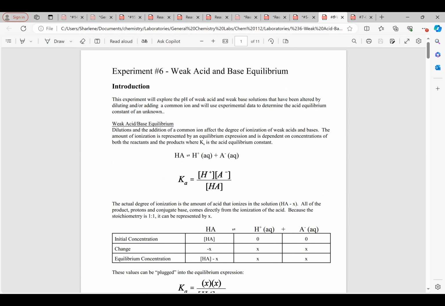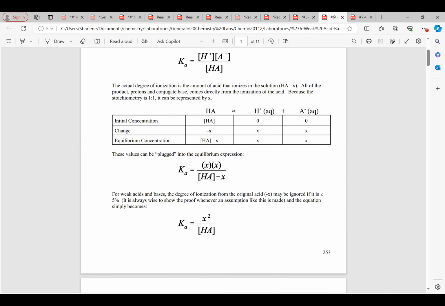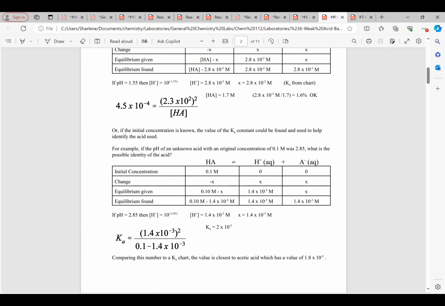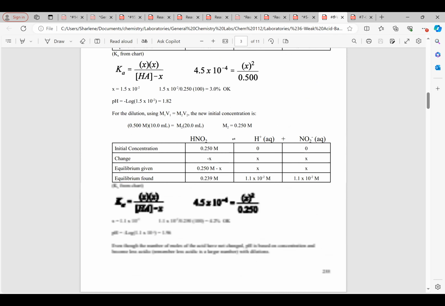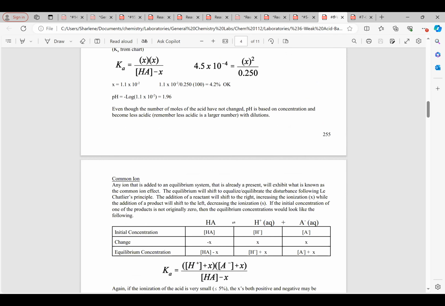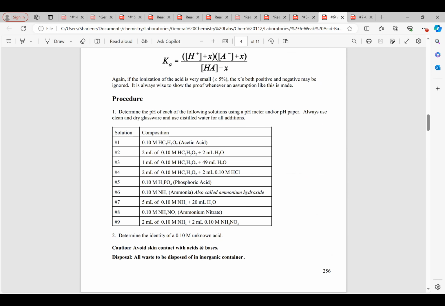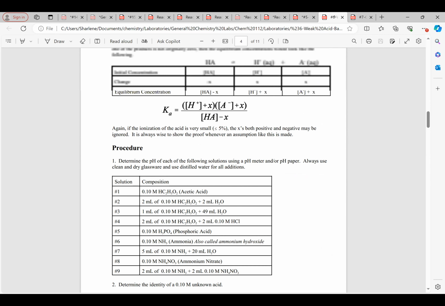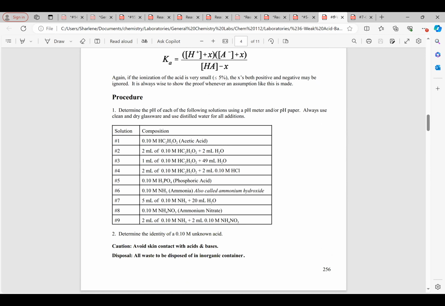Okay, so on experiment 6, once we were familiar with the meter and the paper, we were going to do these solutions, and literally the whole lab was taking the pH of 9 solutions. Okay, it takes 30 minutes or less. All right, this is what we were going to find.